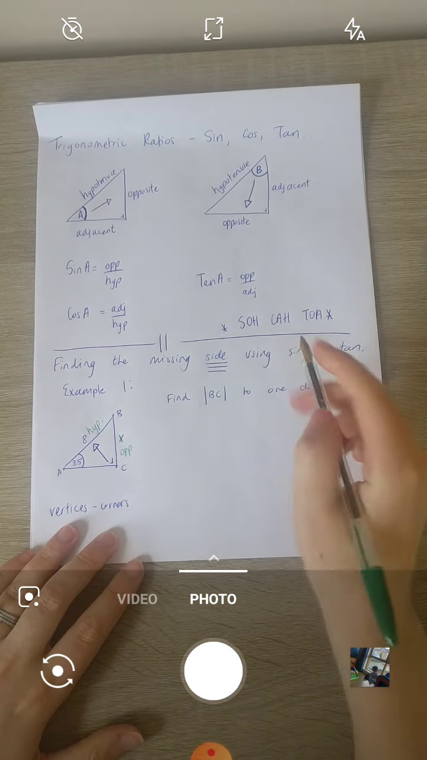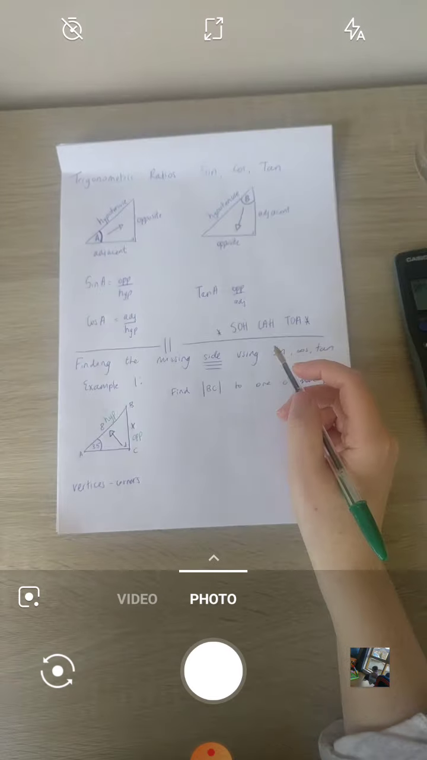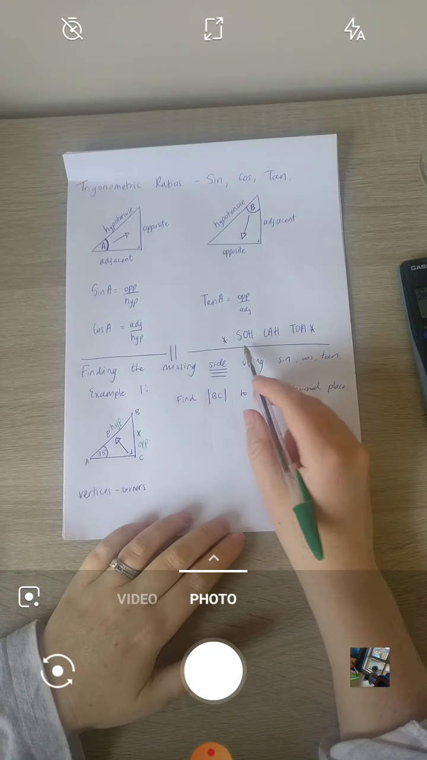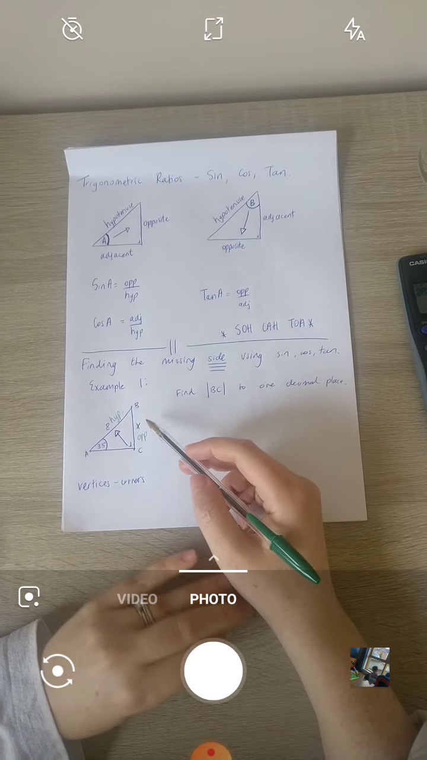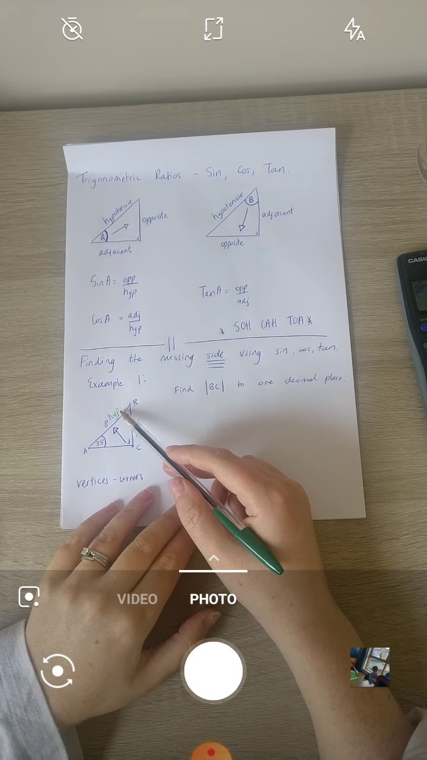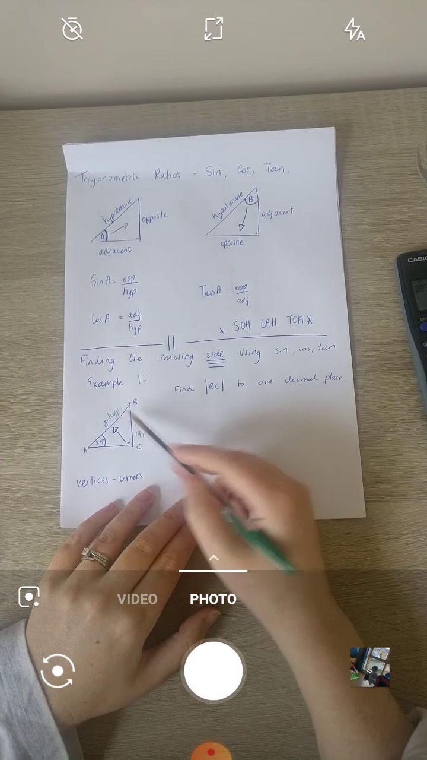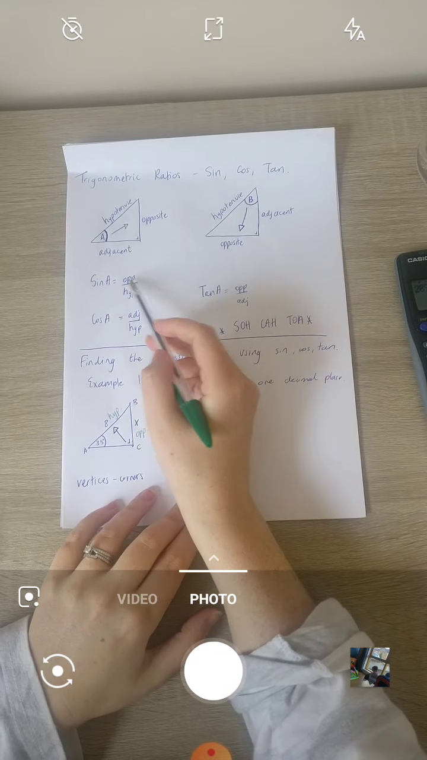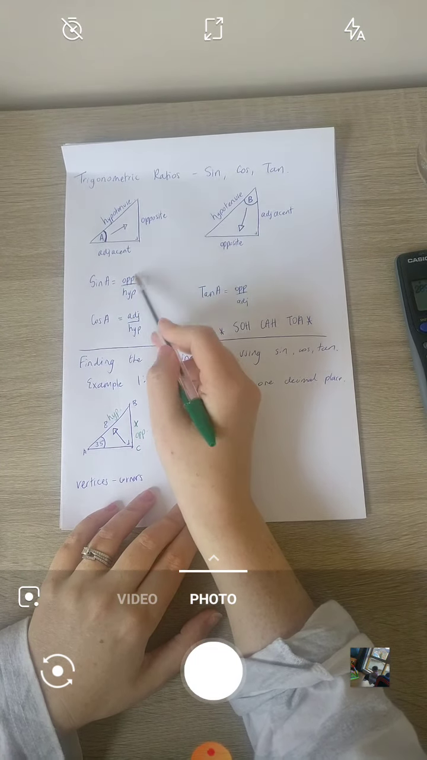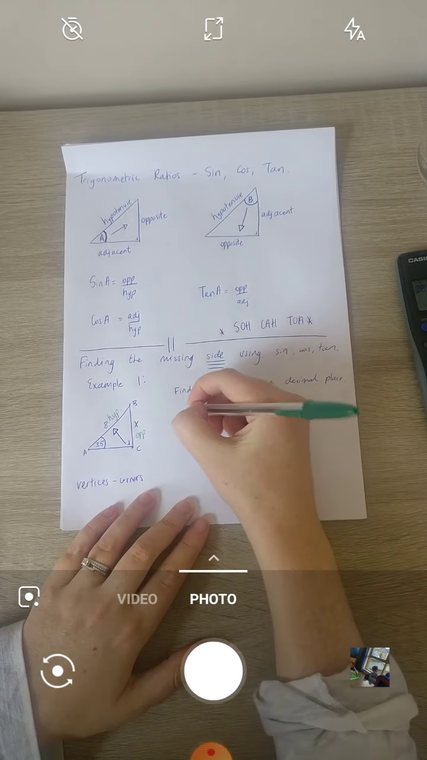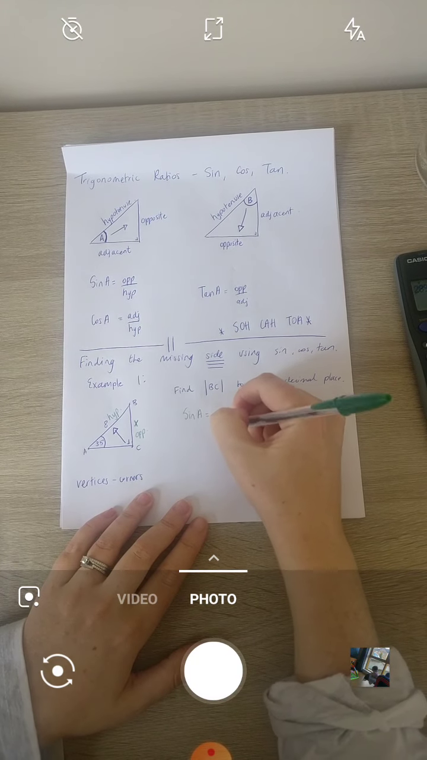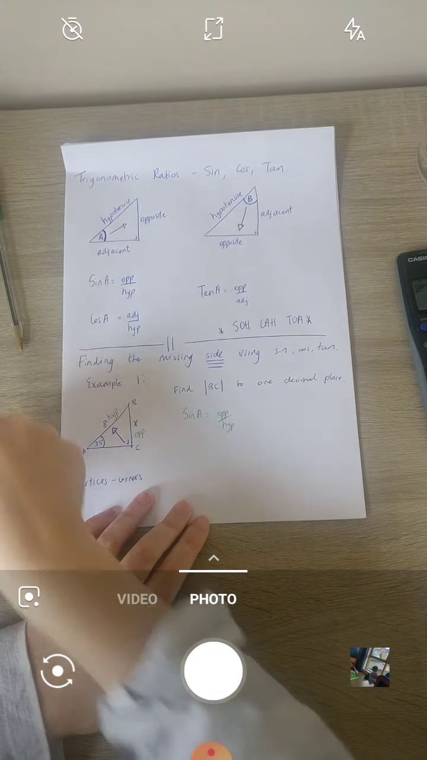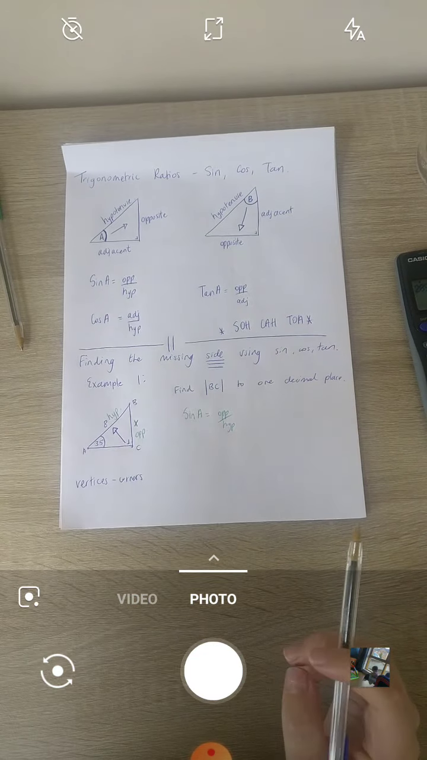Okay, so I need to decide now, looking at SOH CAH TOA, or looking at sine, cos and tan, what ratio am I using. If it's hypotenuse and opposite, and if I look up here, opposite and hypotenuse means we're using sine. So the first thing I would write down is sine is equal to opposite over hypotenuse, to show that you've picked the correct ratio first of all.